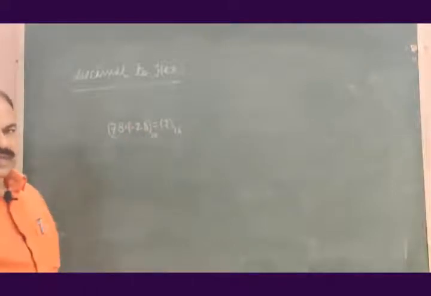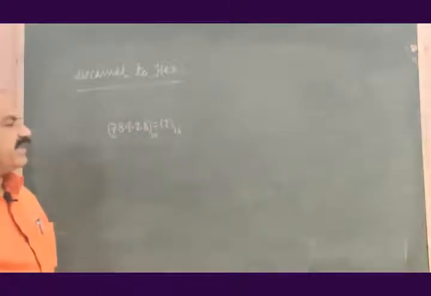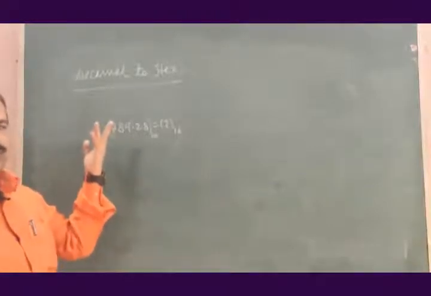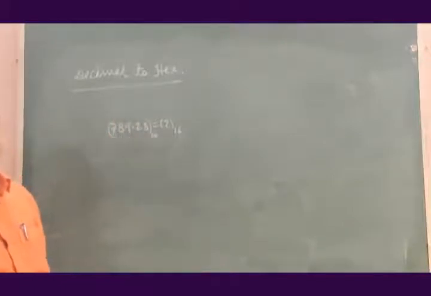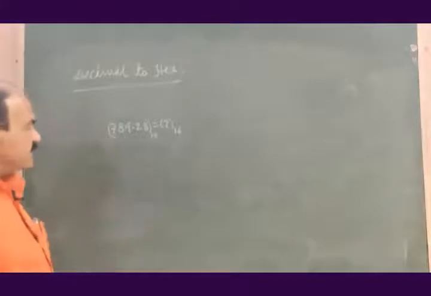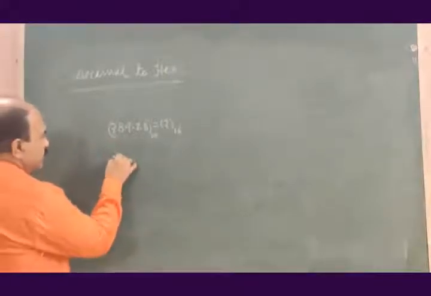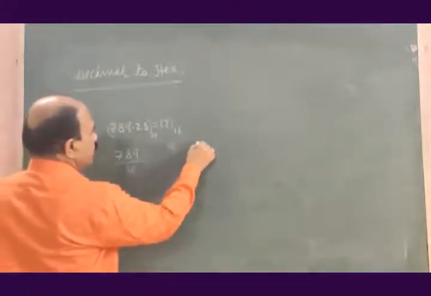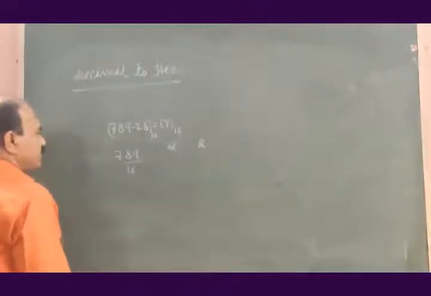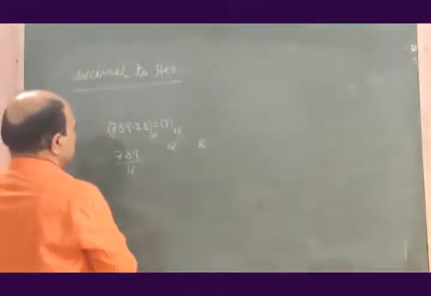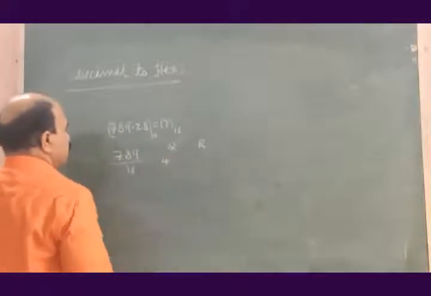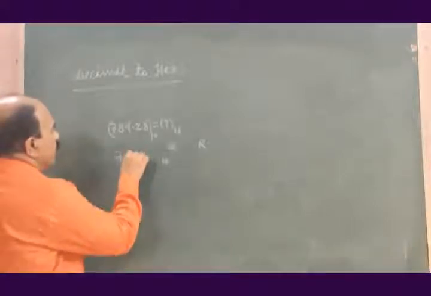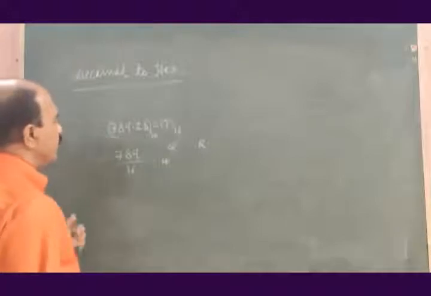To convert the fractional part from decimal to hexadecimal, you have to multiply it by 16 and note the product and the carry. So let us convert this. 789 divided by 16, quotient, remainder. 16 4s are 64, 14 left, 1 taken, it will become 149.